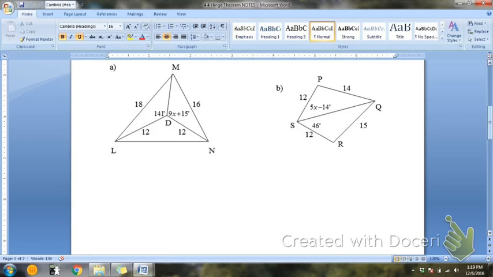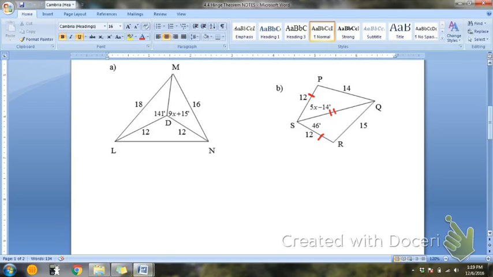Okay? What's the first step? What did we write down was the first step? Mark congruent sides. So let's go ahead and mark. What sides do you see that are congruent for sure? The 12s. Okay, so let's mark the 12s. And then what else? The middle, right? That reflexive piece. Okay, so step number 1 is to mark congruent sides.